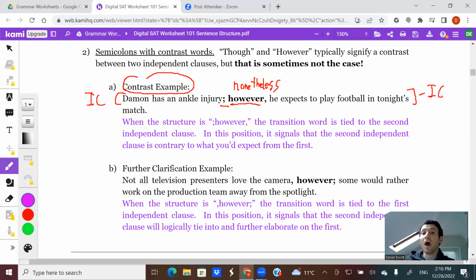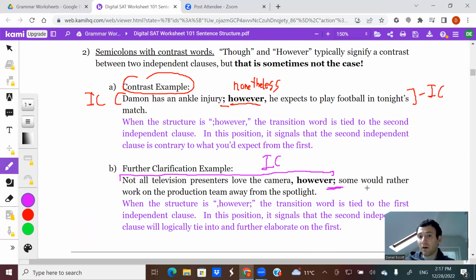Here's what you need to be really careful of, and we'll do an example of this together in a moment. This is not incorrect, this is correct: when the however or the nonetheless, the contrast word, is actually part of the first independent clause. If that's the case, you actually don't have a contrast. It kind of plays like a colon would play, in that the second part is going to further clarify what you mean. Not all television presenters love the camera, however. Some would rather work on the production team away from the spotlight.